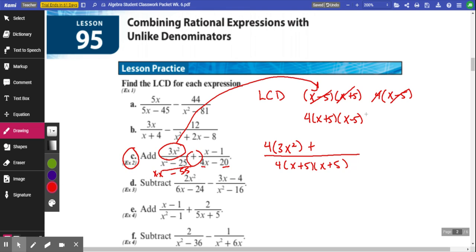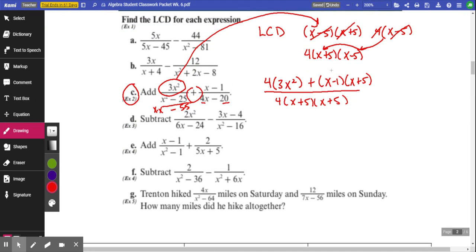And then the second term, when we factor that, what it's missing out of the least common denominator here is the x plus 5, right? So we're going to need to multiply x minus 1 times x plus 5. And now we're ready to start simplifying. Remember, you can't cancel anything because you have this plus sign here right now.